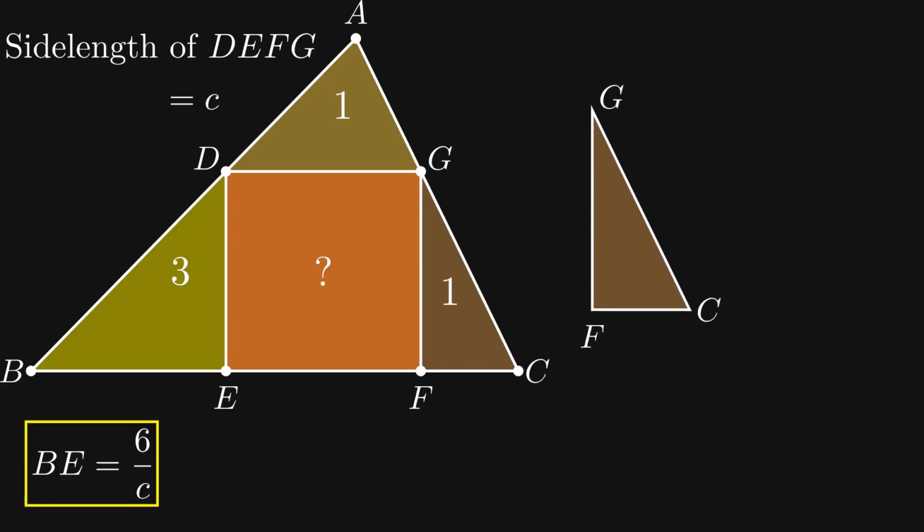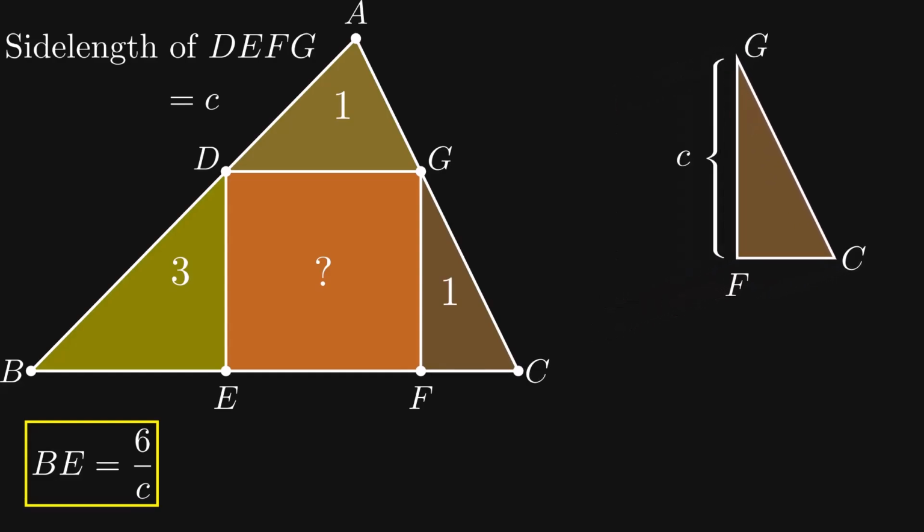Likewise, for triangle CGF, the height is again C, and the base is the length of segment FC. The area of triangle CGF is 1/2 FC multiplied by C. And since we were given the area of triangle CGF as 1, we can set up the following equation. Solving for FC, we get that FC is equal to 2 divided by C.